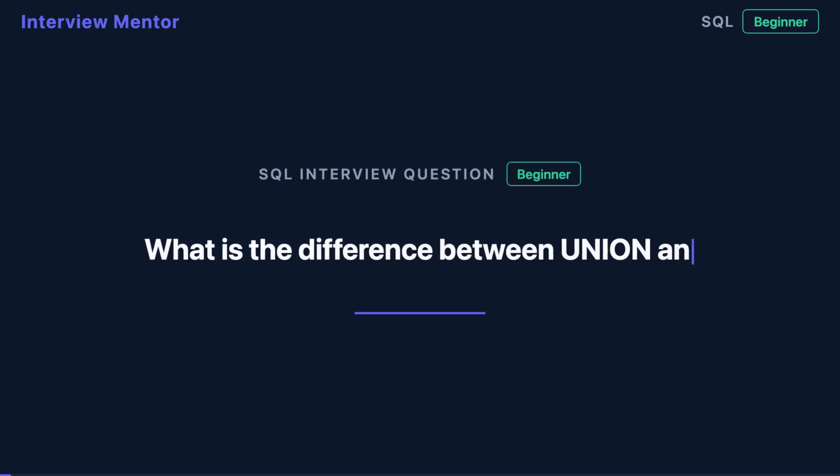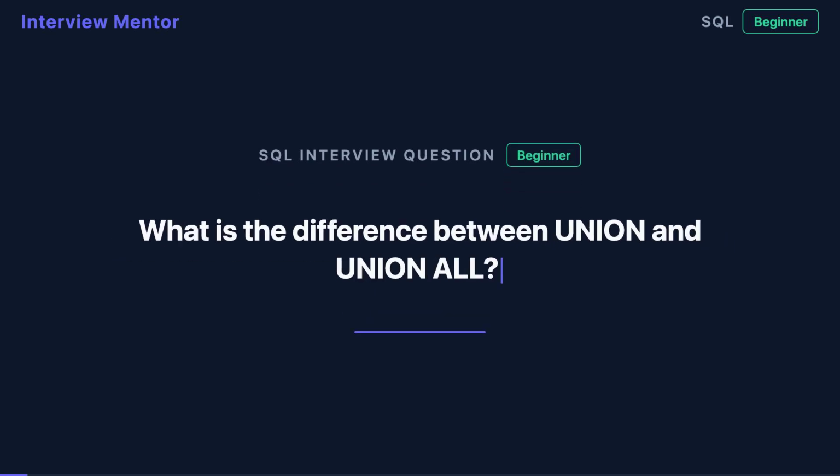Here's a mistake that slows down thousands of SQL queries every day. Developers reach for UNION when they should be using UNION ALL, and the performance difference can be dramatic.